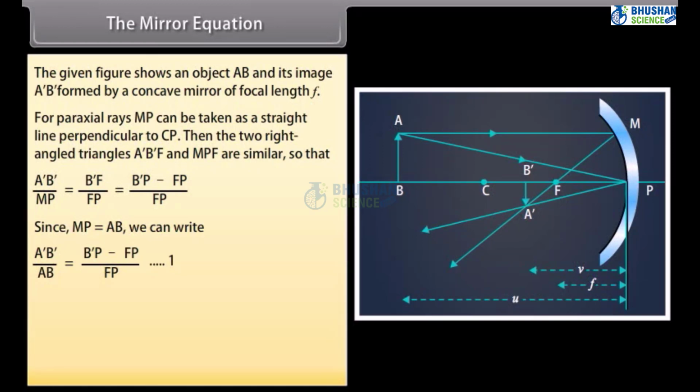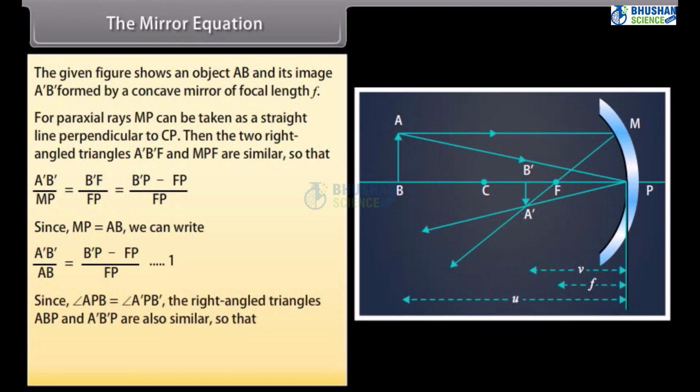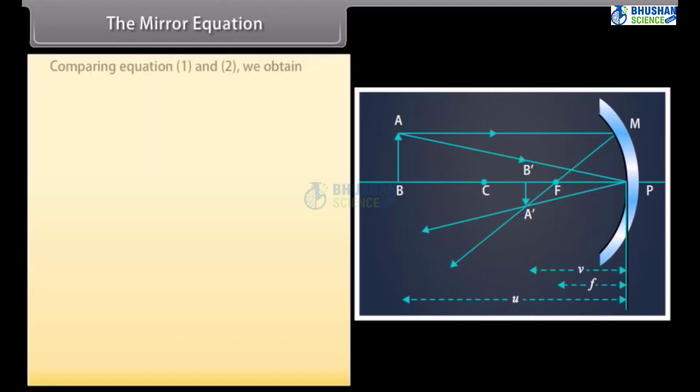Name it as 1. Since angle APB is equal to angle A'PB', the right-angled triangles ABP and A'B'P are also similar, so that A'B' by AB is equal to B'P by BP. Name it as 2. Comparing equations 1 and 2, we obtain B'P minus FP by FP is equal to B'P by BP. Name it as 3.